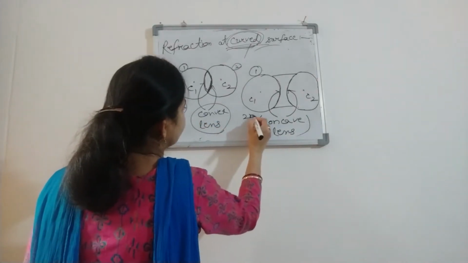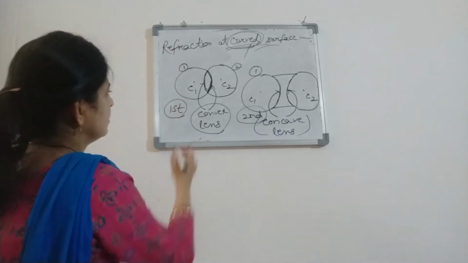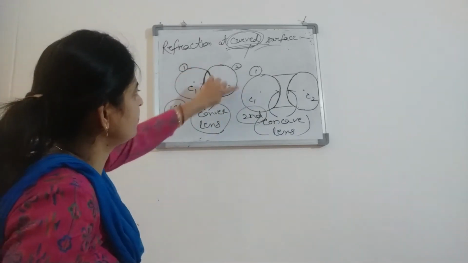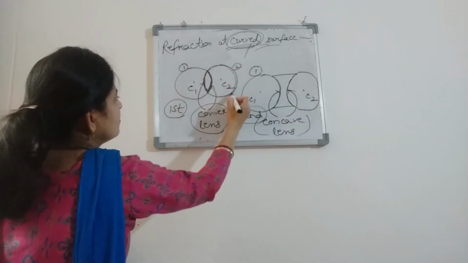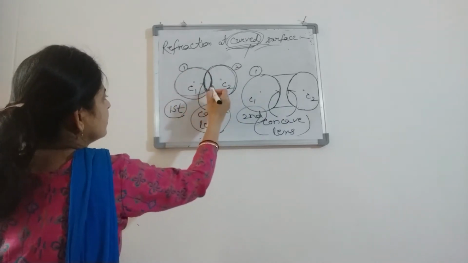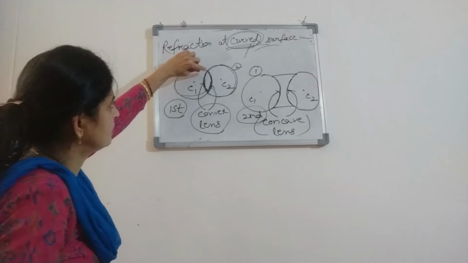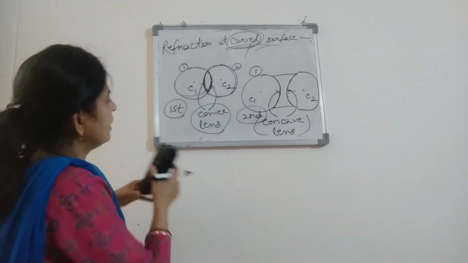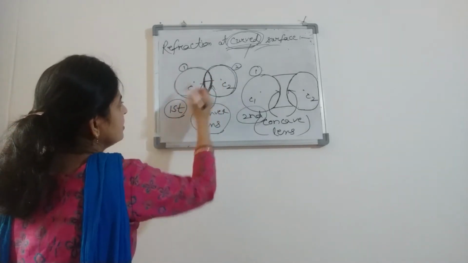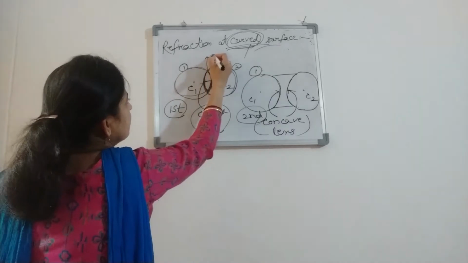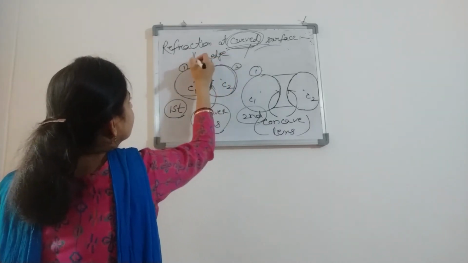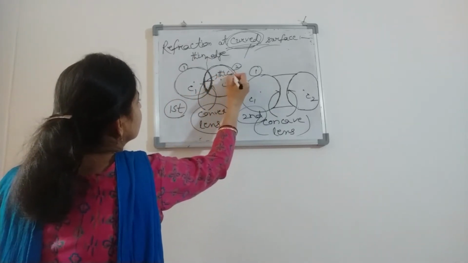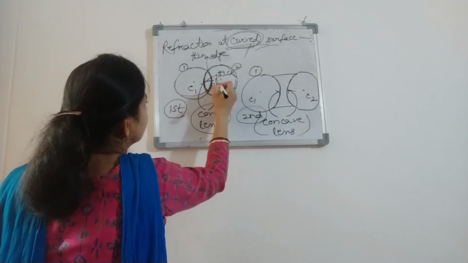Now mark two diagrams. In your first diagram, this is your convex lens and it has two spherical surfaces. This is one spherical surface and this is another spherical surface. But the convex lens is thick at the middle part and the edge is thin. Thick at the middle.